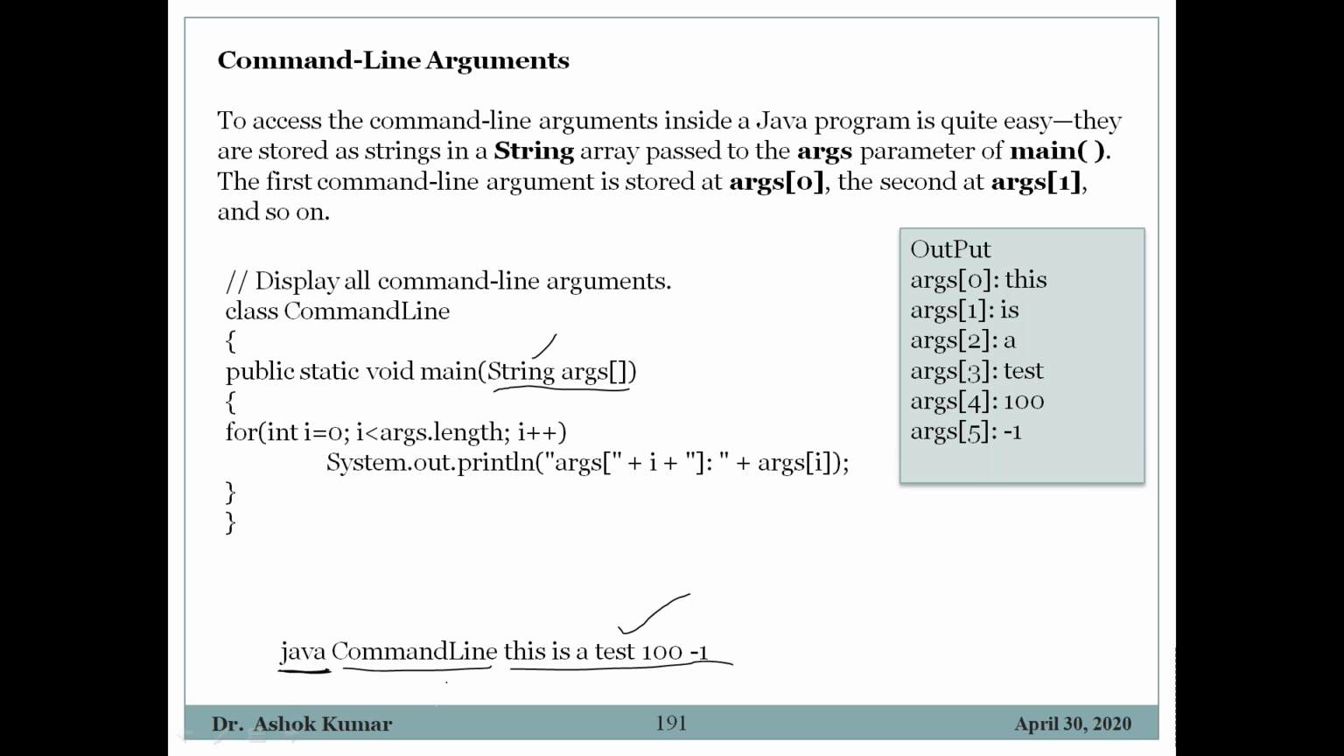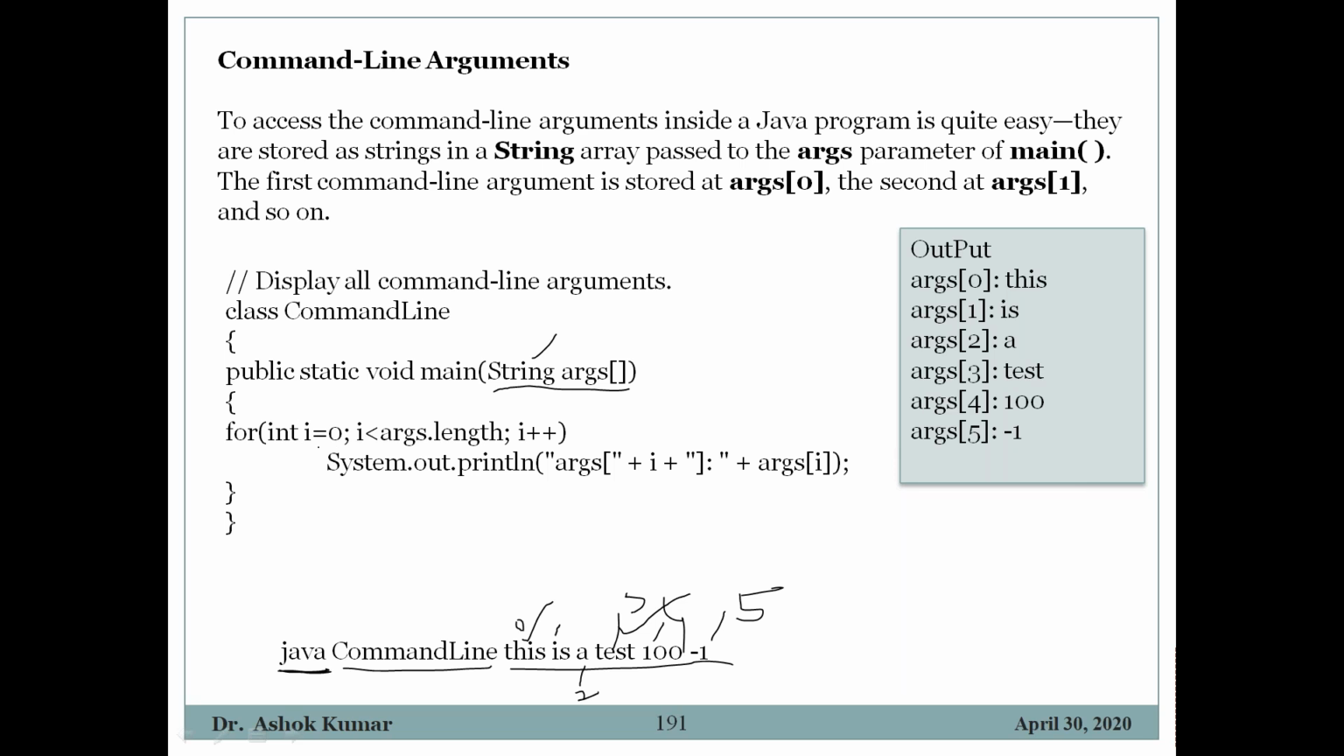So what happens in this case, the first value, that is this, is passed to this args array in its first index number, that is 0. So this will become args 0, and this will be assigned to args1, a will be assigned to args2, args3, args4, and -1 is args5. So basically whatever you write after the class name, every word will be assigned to the elements of the array as I have shown in here.